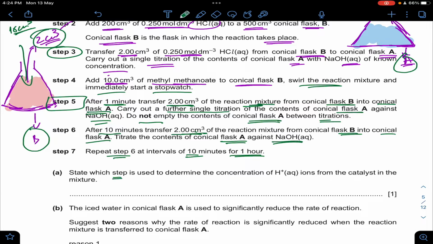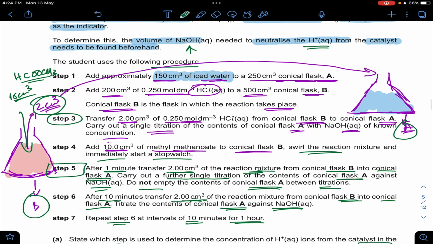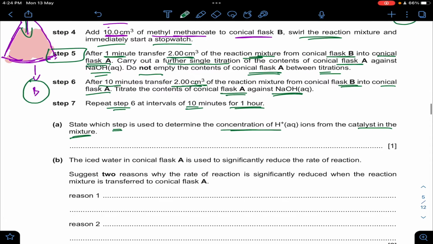State which step is used to determine the concentration of H plus from the catalyst in the mixture. So this would be step 3. In step 3, we transferred 2 ml of 0.25 mole per dm cube HCl from B to A. So that means that was only HCl, no methyl methanoate was present in conical flask B. So step 3 is used to determine the concentration of H plus ion from the catalyst in the mixture.